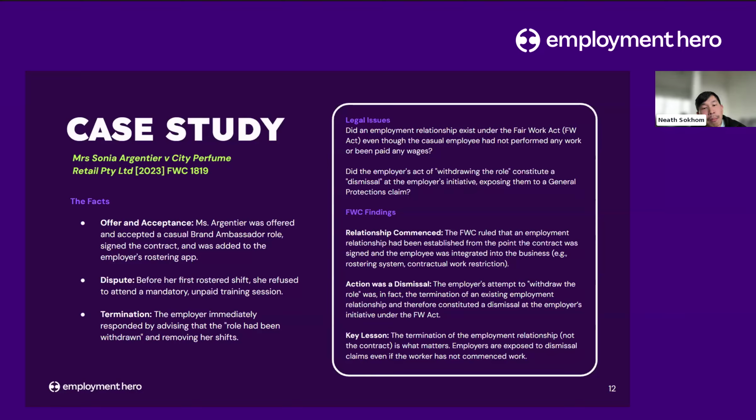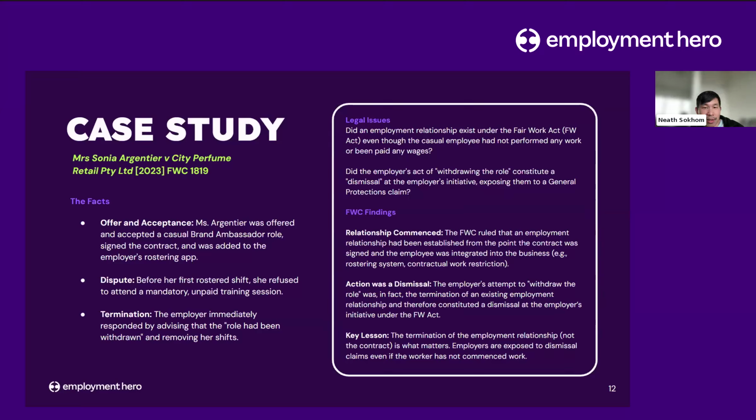Second, you might be required to provide notice for termination. If you don't want to provide notice, you also have the option of paying in lieu of notice. And on this point, I just want to spend a little bit of time talking about it because it's a little bit of a gray area. So the question of whether notice is required when an employment relationship has been established, but the employee hasn't commenced employment yet can be quite a contentious area.